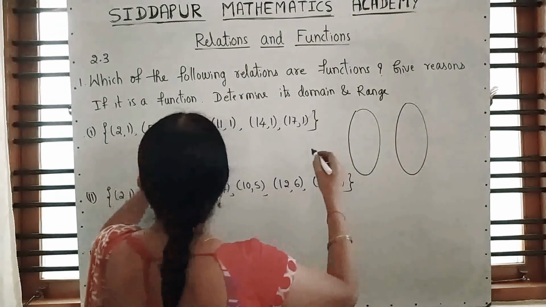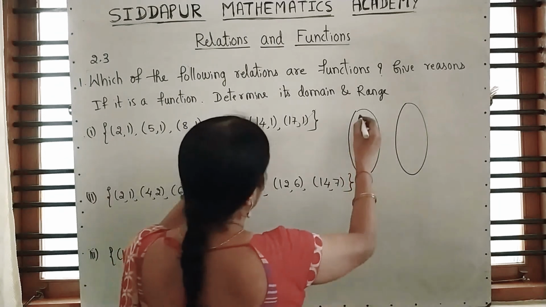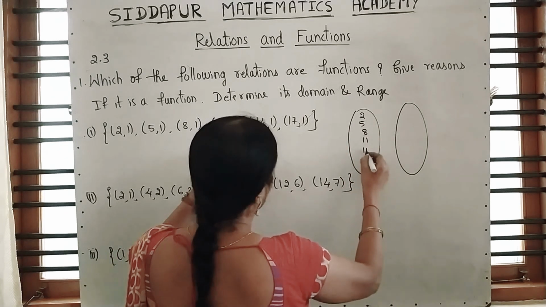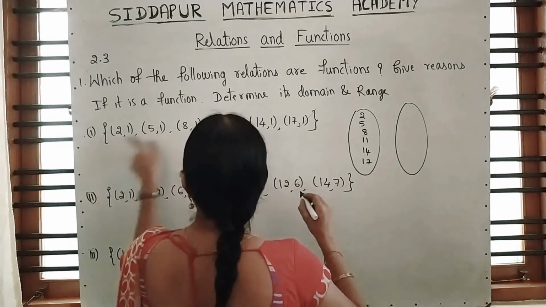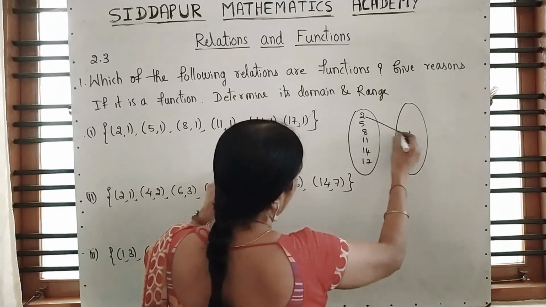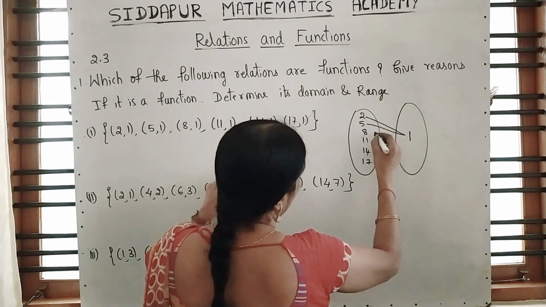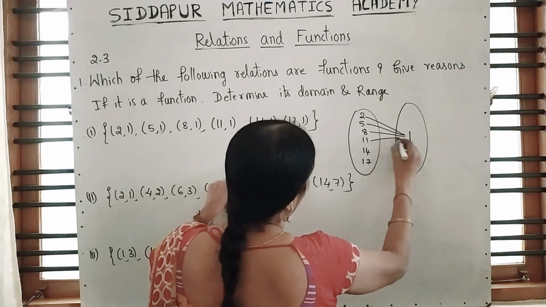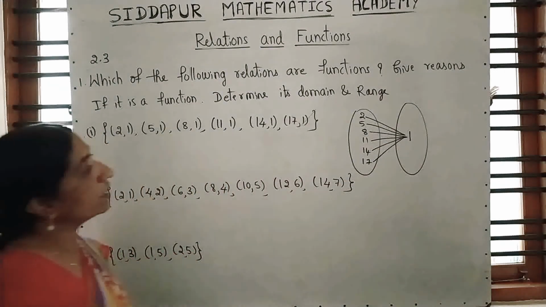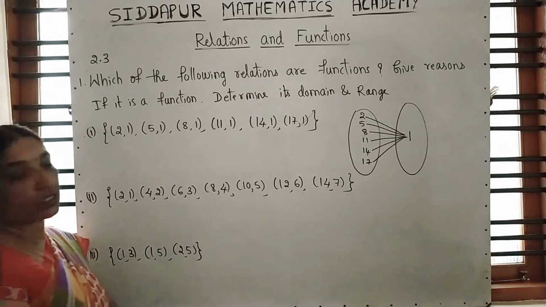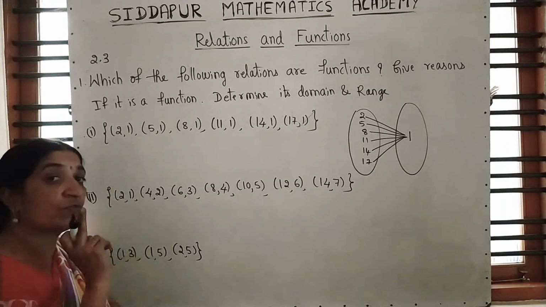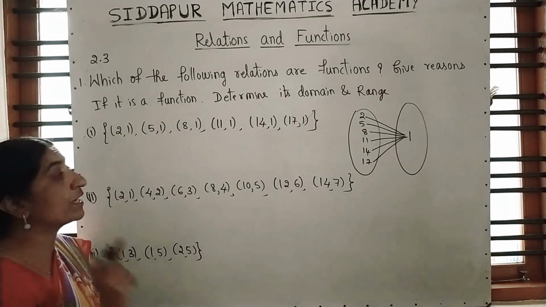Write all the first numbers in the ordered pairs: 2, 5, 8, 11, 14 and 17. All the second numbers in the ordered pairs are 1 only. 2 is connected with 1, 5 is connected with 1, 8 is connected with 1, 11, 1, 14, 1, 17, 1. And what the definition tells you is, a relation is a function if every element from the first set has one and only one image.